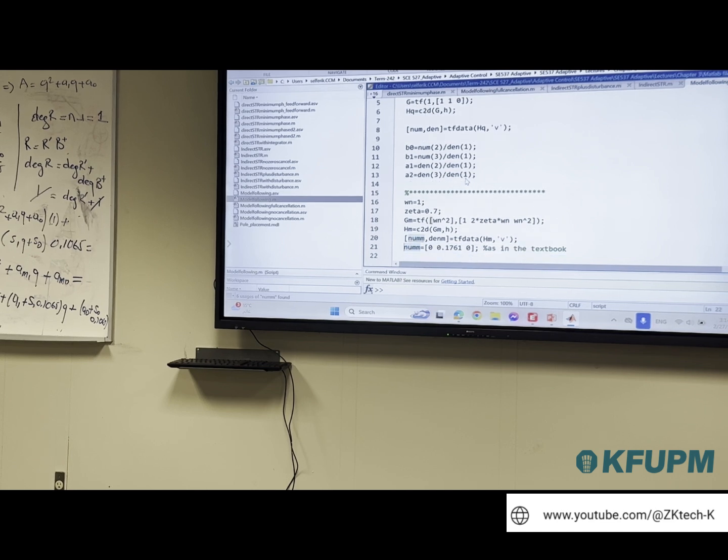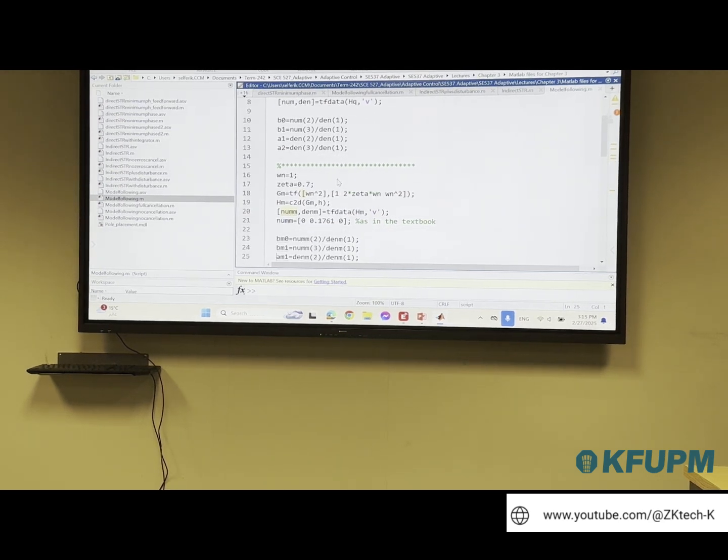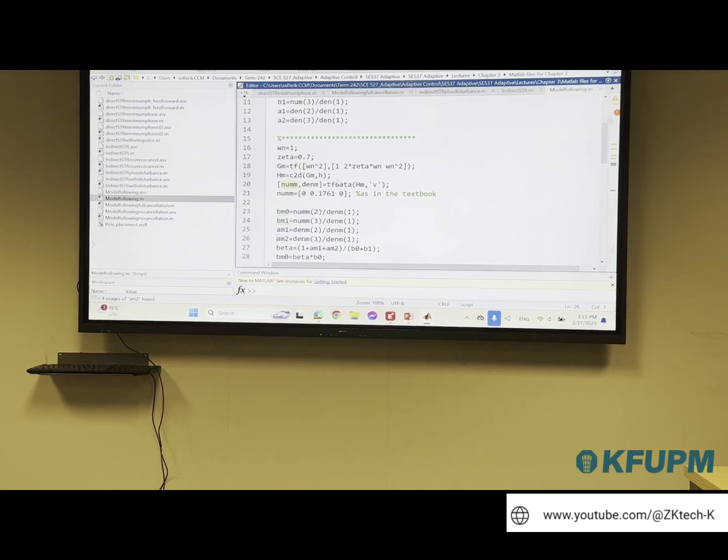Then I changed the numerator to make sure that the system has a gain equal to 1. If you do this in MATLAB, due to the sampling period h equal to 0.5, you will also have a zero, and the zero is not at q, it's something else. So I ignored that zero and replaced it with my zero, which is 0.1762 multiplied by q. Then I extracted the values of Bm0 and Bm1, which are the numerator coefficients of my reference model, and I extracted the coefficients of my reference model denominator. All right?